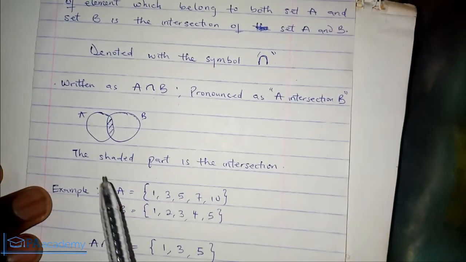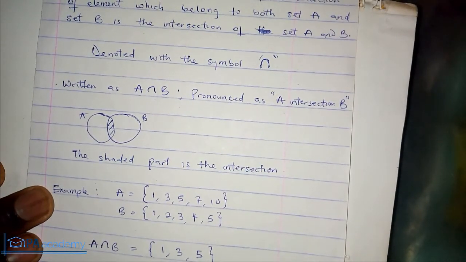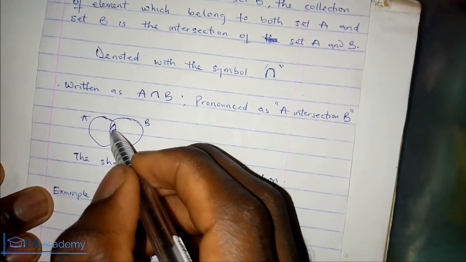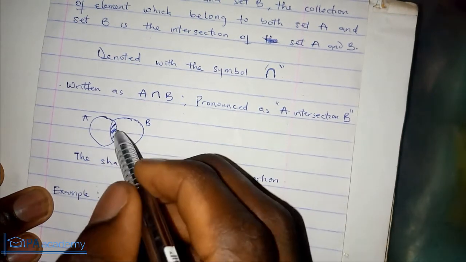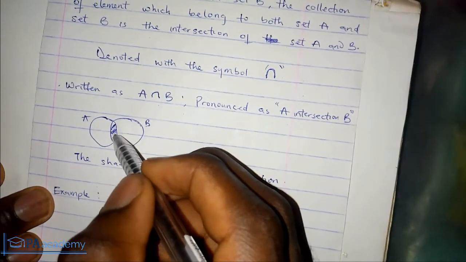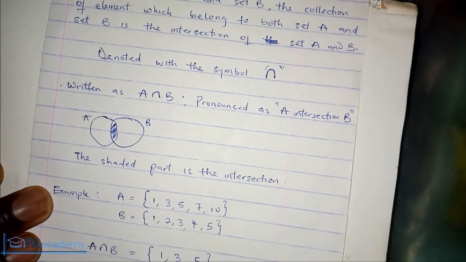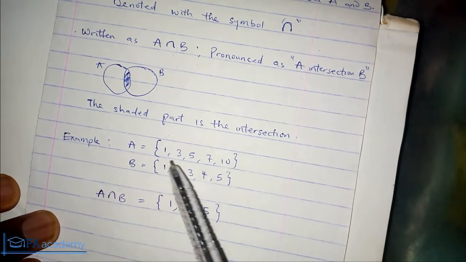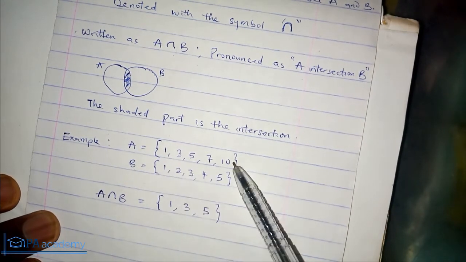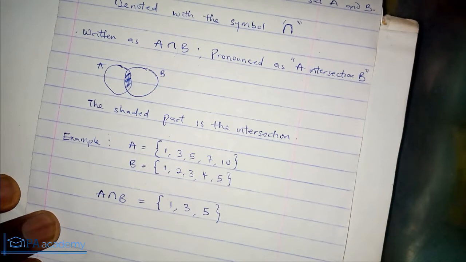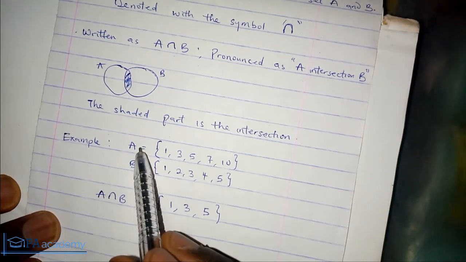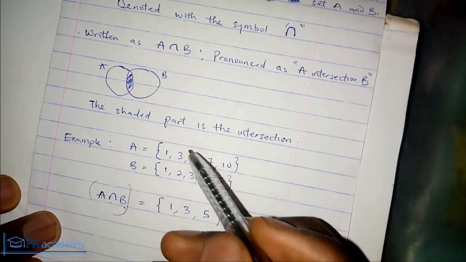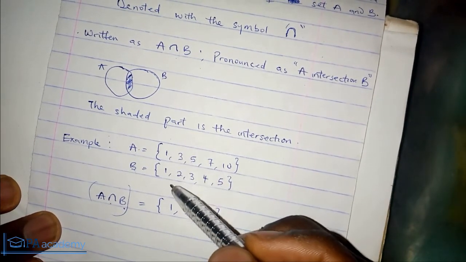So this is the pictorial representation of the intersection of sets. You can see the part where A and B meet. The part that belongs to both A and B, that's intersection. This shaded part, that is intersection. Let's use this example to explain it. Now, let's look at these two sets A and B. These are the elements in set A, and these are the elements in set B. Now, if you're asked to look for the intersection of set A and set B, which is A intersection B, that means the elements that are common to both sets.